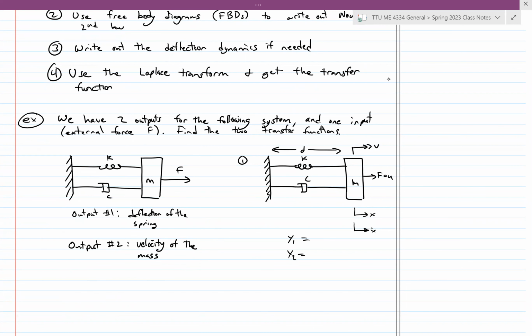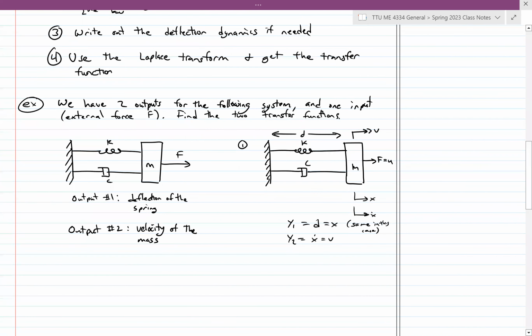This is the basic problem, guys. It's simpler. Read it. Output number one says deflection of the spring, D or X, right? They are the same thing in this case. Output number two, X dot or V, right? Same thing in this case. Okay, that's step number one.